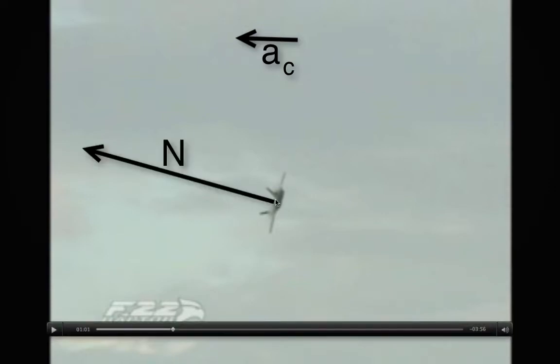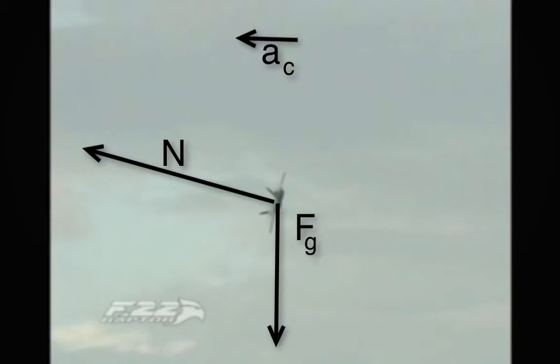And we get a good view right about now. If it's traveling in uniform circular motion right now, the acceleration is in this direction, and that acceleration comes about as a result of the two forces acting on the plane. And that would be the normal force, or the force of lift from the wings, and the force of gravity.